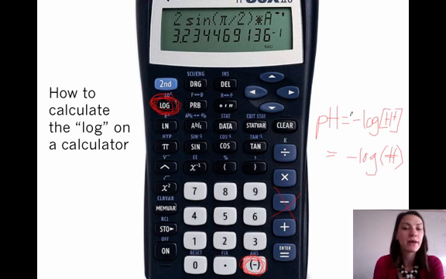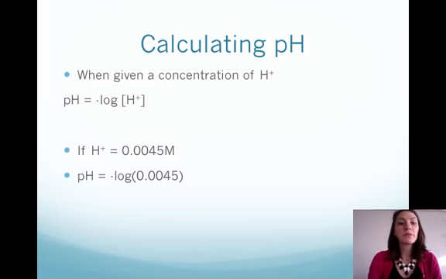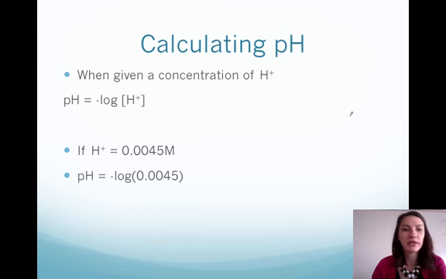I want you to try this one with me. We're going to calculate some pH. When we're given a concentration of hydrogen ions, we can calculate the pH. So this is the formula that you're going to use. And remember, this is a negative sign. pH equals negative log of the concentration of H plus. You must memorize this.